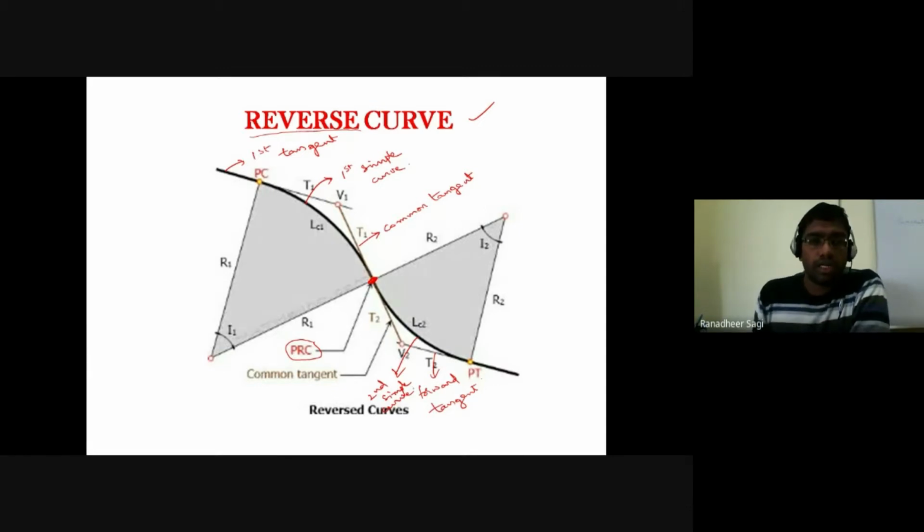The angles indicated here are what we have already understood. LC1 and LC2 indicate the length of the arc of that particular portion of the reverse curve. For the first simple curve, the length is indicated by LC1, and for the second simple curve, by the arc length LC2. The notations are very common, like what we have seen earlier.